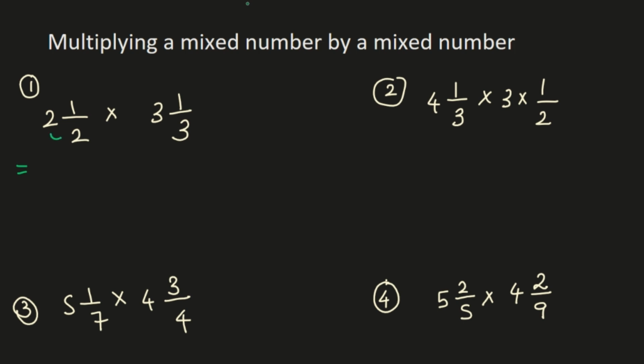2 into 2, it's 4. 4 plus 1, it's 5. So it's 5 upon 2. Into 3 into 3, it's 9. 9 plus 1, it's 10. So it's 10 upon 3.